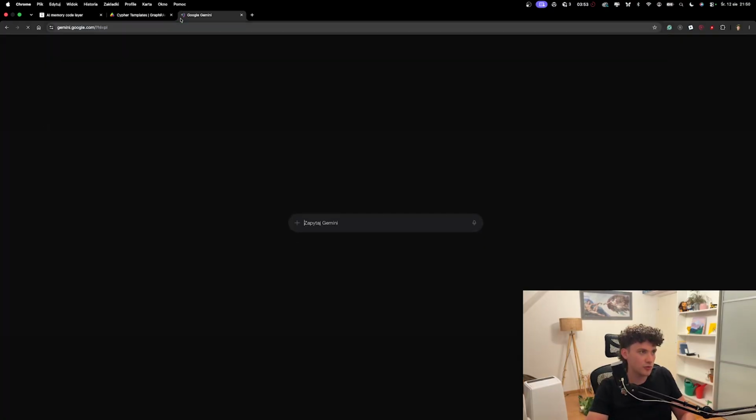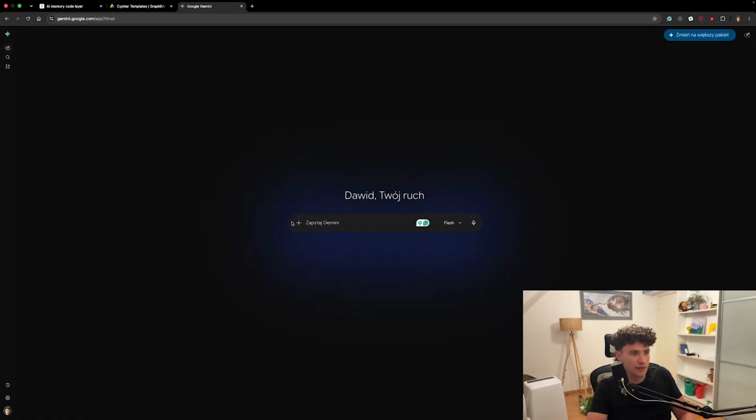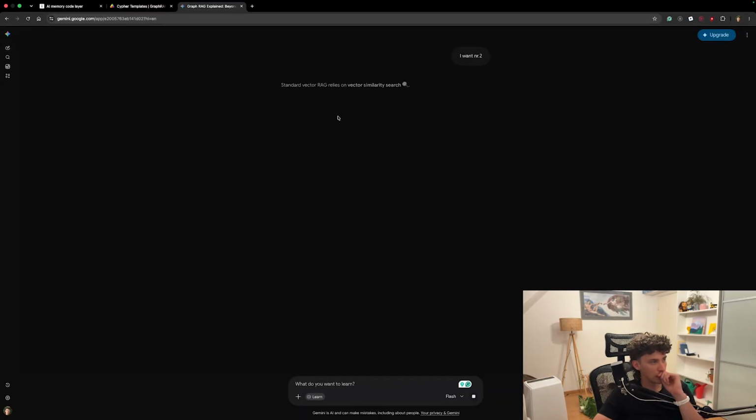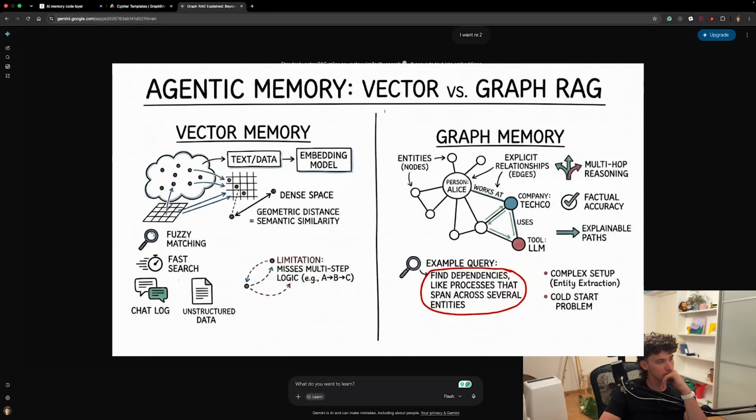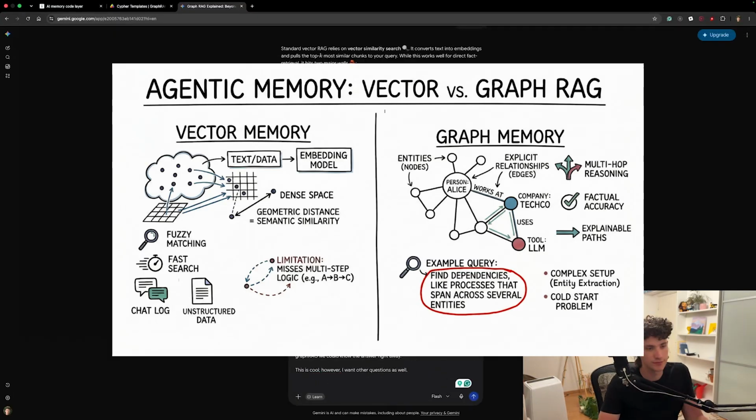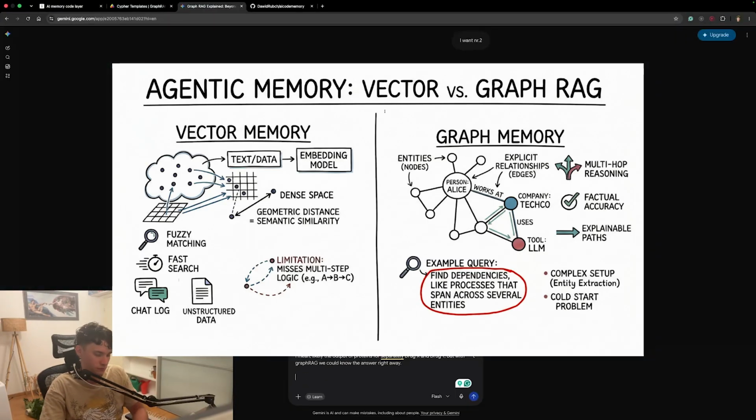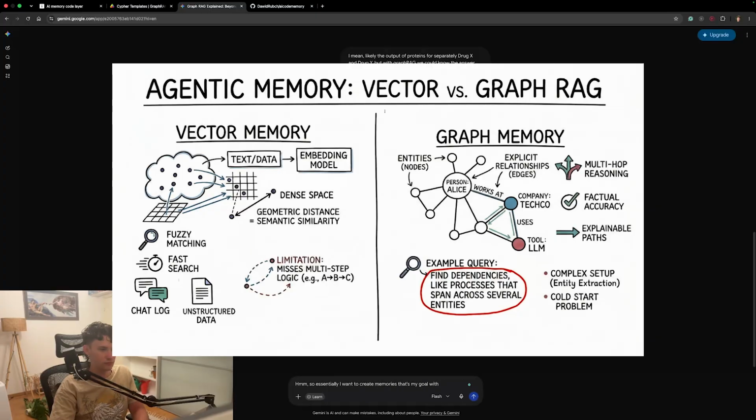So I'm going to go to Gemini, which has a nice mode called guided learning, and so I can learn here what GraphRAGs are. So I'm going to do it like this. If you don't know what GraphRAG is, I'll show you an image here. Besides creating text and data, we are also creating relationships between the data. So you can think about person Alice who works at company X, does project Y, uses this tool, etc.